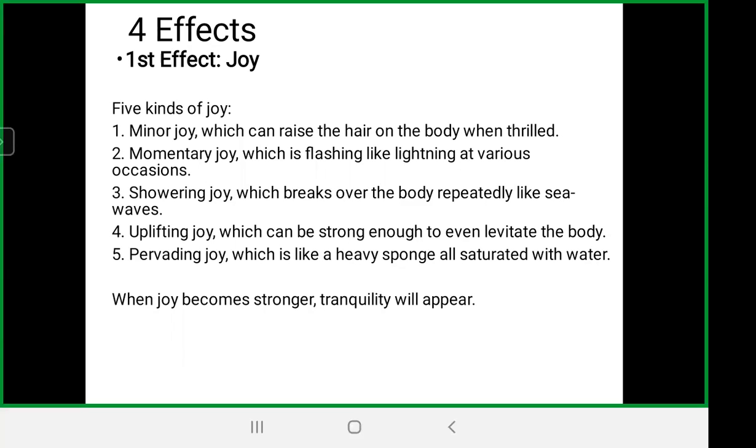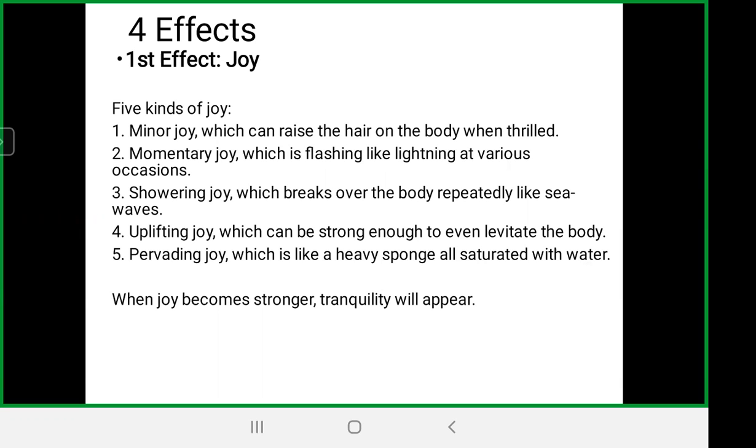Showering joy is like when you go to the sea and sit near it, and you feel the waves. One wave makes your body very cold, like a wave touching the body. It breaks over the body repeatedly, so that is showering joy. Another is uplifting joy. You feel that your body is very light.